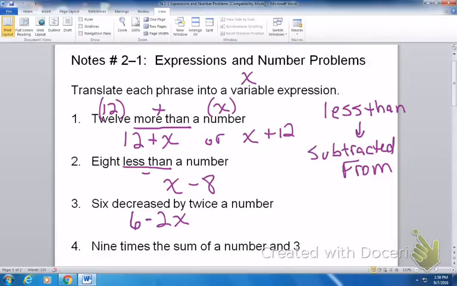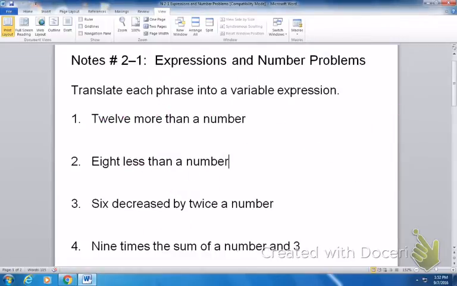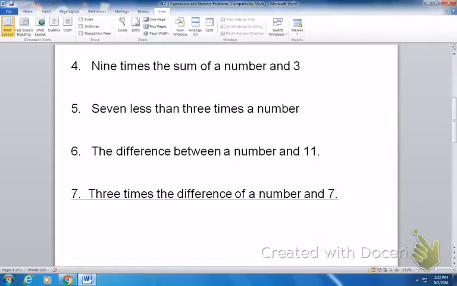Let's go to the next page. Or I'm sorry, not the next page. How about number 4? Number 4 says 9 times the sum of a number and 3. Sum is addition, and I want to start with that, okay? I know that my number is x, and to get a sum of a number and 3, it's x plus 3. But it wants us to multiply that whole sum by 9. So I get 9 times x plus 3. So be careful when you see one that looks similar. Look back and see what we did on this one.